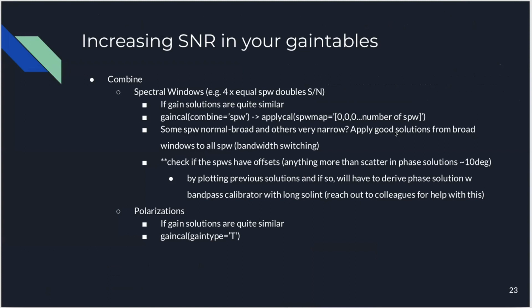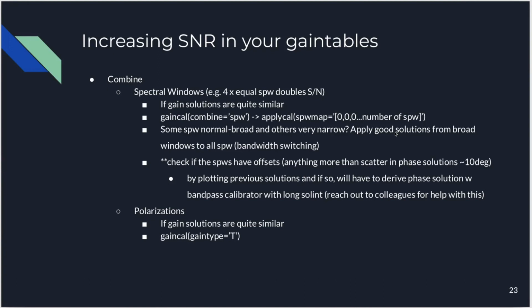And you may have problems with the signal to noise that you have in your gain tables, and there are ways that you can increase your signal to noise. You can combine spectral windows if the gain solutions are quite simple or similar. And you do that using combine spw. And then in applycal, you need to give it a spectral window map to tell it how to apply. So if you combine all of them, you say 0 for the number of spectral windows to use that for all of them. But you might have the case where there are some spectral windows that are normal to broad, where others are narrow. In this case, you want to apply maybe the good solutions from the broad ones to the more narrow ones, or to all of them.